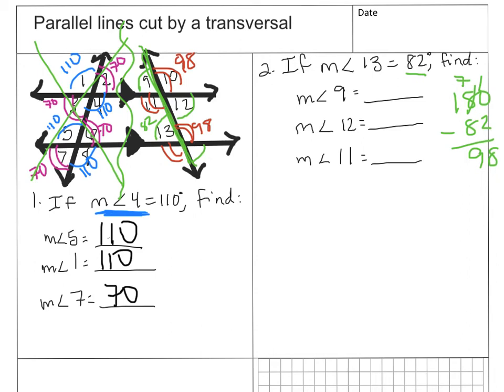Angle 9. So angle 9, you just have to find it. Angle 9 is green, and all the green ones are 82. Angle 12 is also green, and it's 82. Angle 11, that's going to be the 98.